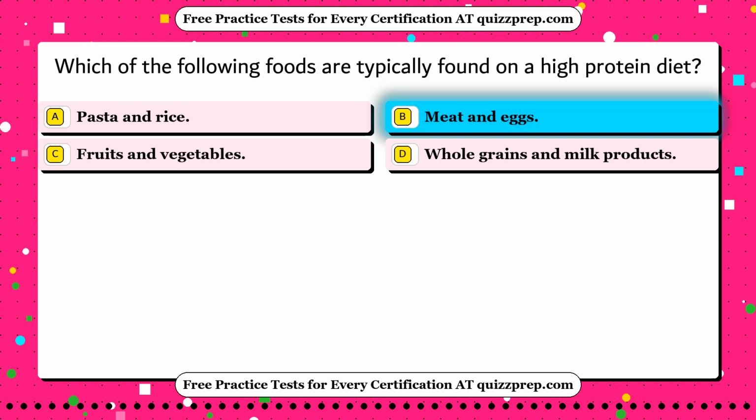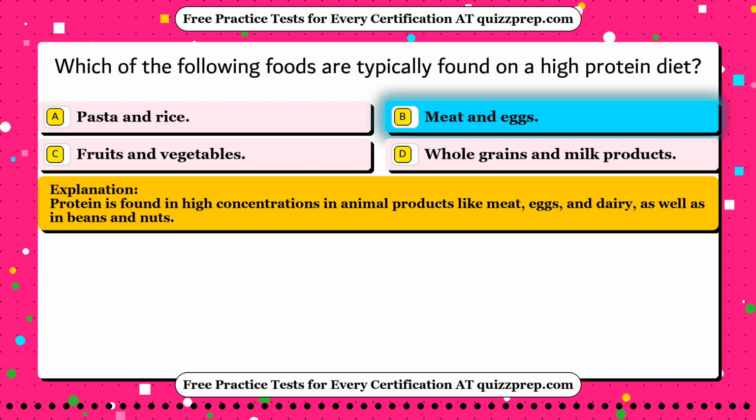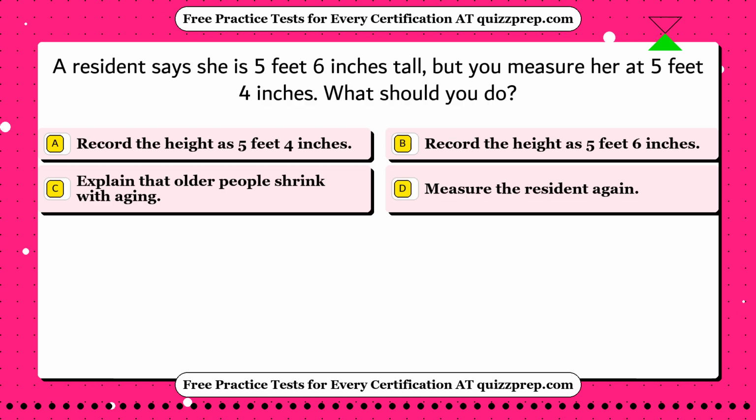The correct answer is option B, meat and eggs. Protein is found in high concentrations in animal products like meat, eggs, and dairy, as well as in beans and nuts. Question 11. A resident says she is 5 feet 6 inches tall, but you measure her at 5 feet 4 inches. What should you do?